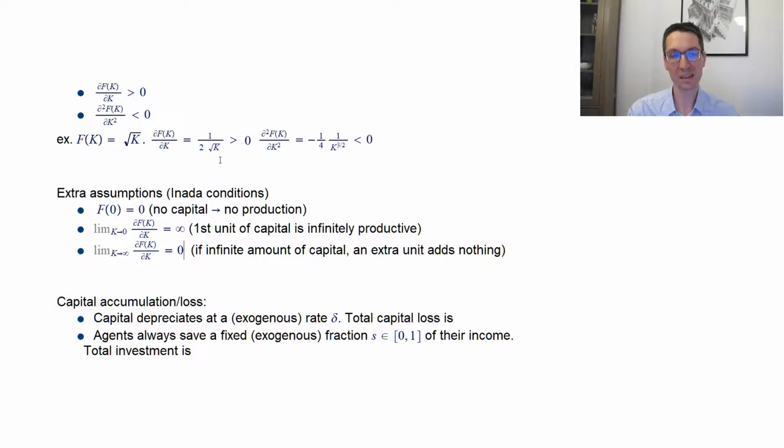Then this tends towards infinity. I can't express this if k equals exactly 0, but towards 0 it makes sense. And if k tends towards infinity, then I get 1 over infinity, so I get df(k)/dk equals 0. So this is valid for the third Inada condition as well.